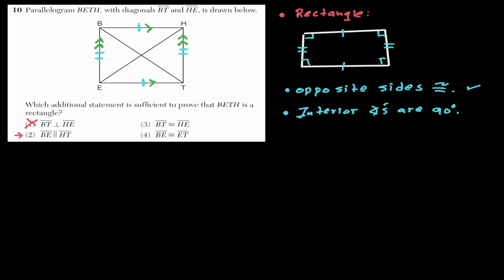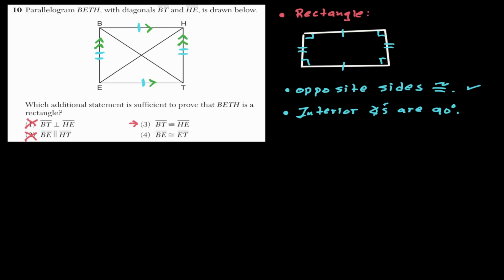Now let's consider option number 2. BE is parallel to HT. Well, BE is right here and HT is right here. That was already a given. That's a property of a parallelogram. So option number 2 will not be an okay option.